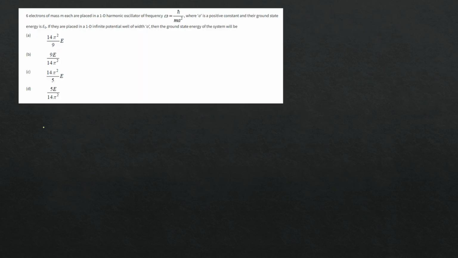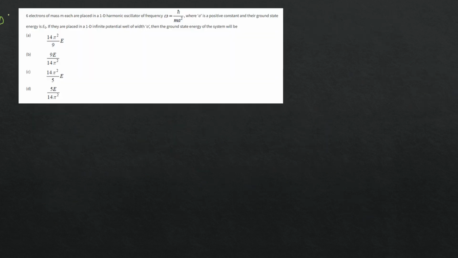Next question. Question number 29. 6 electrons of mass m are placed in a 1D harmonic oscillator. The ground state energy is E naught. If they are placed in a 1D infinite potential well of width A, then the ground state energy of the system will be how much? Okay. Try this question first yourself, yeah, take your time, you can pause the video.